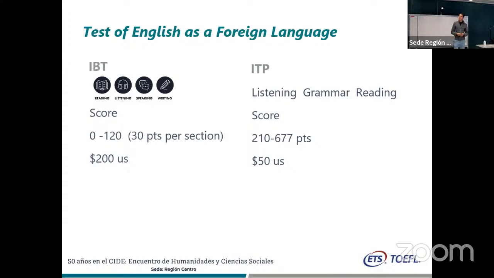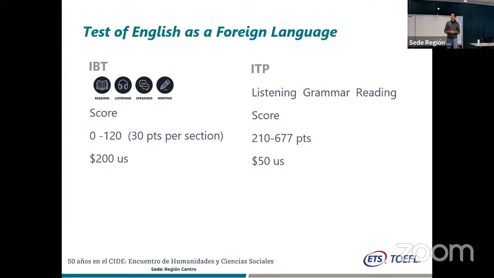Here is an overview of the differences in both. On the left, we have the IBT. And as I said, they test students in the 4 skills. And the scoring system is also different. As you can see, we have from 0 to 120 points, 30 points per section. And the cost, as you can see, if we compare, it's very different. The IBT is more expensive. Today we're in 2024. The prices that I check are more or less like this, but they may vary according to the country and the time.